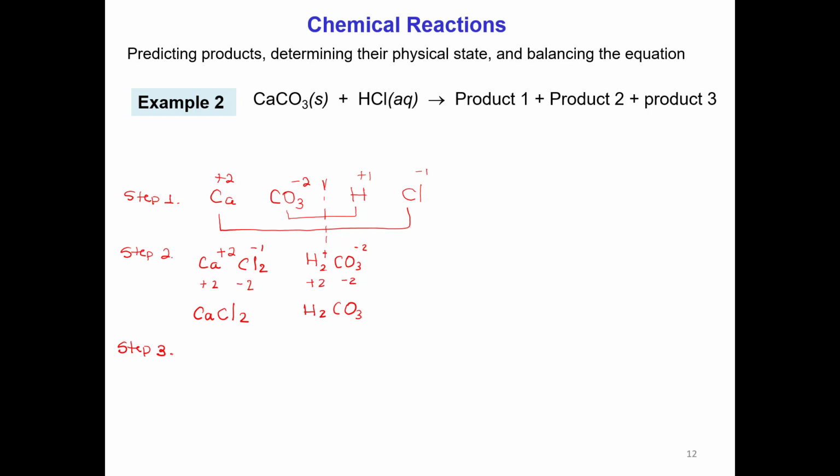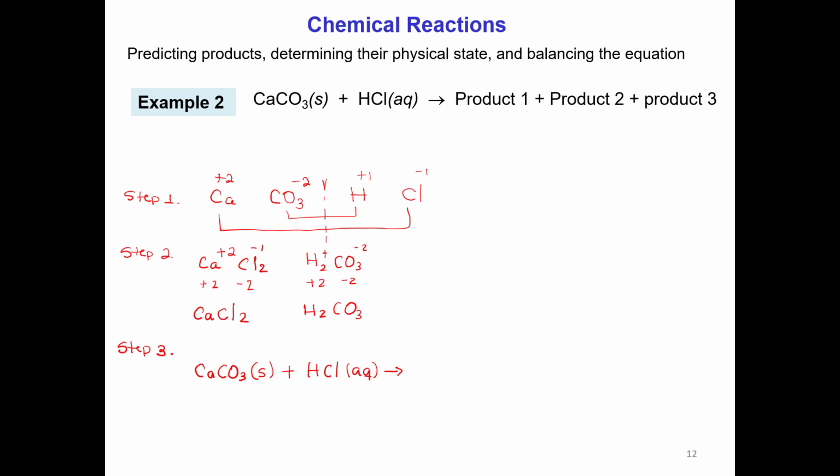In this step, we want to find the physical state of the product. And let's write the complete equation. We will start with the reactants. Then we have calcium carbonate plus hydrochloric acid, which is aq. And then we need to write the products.